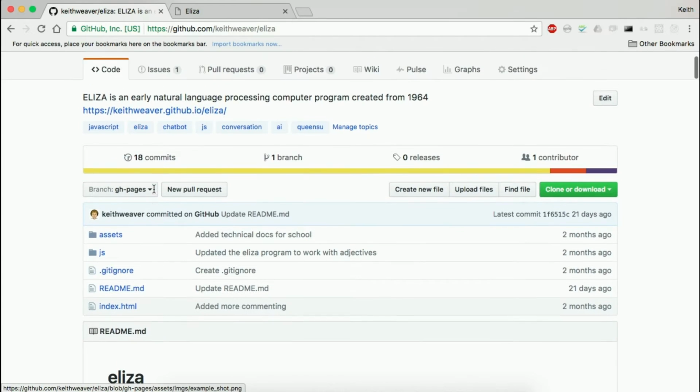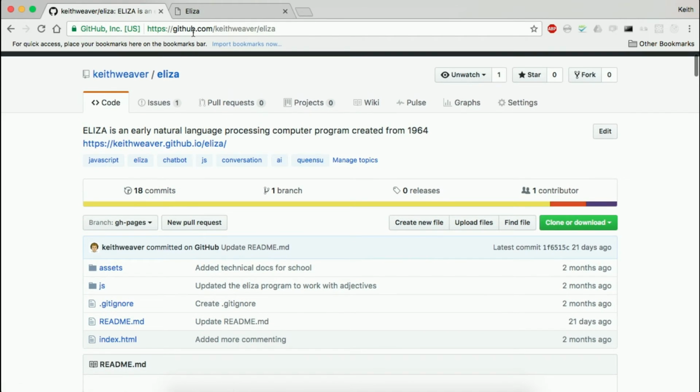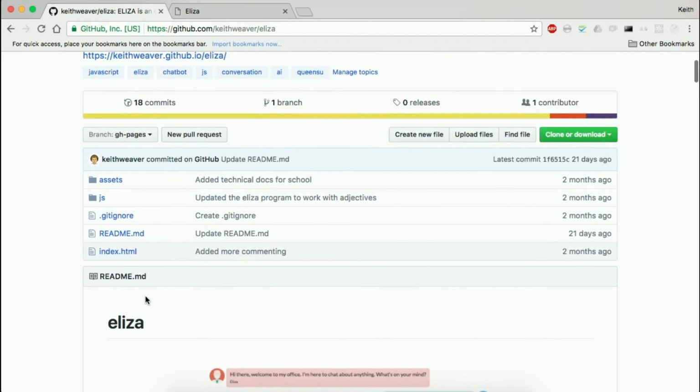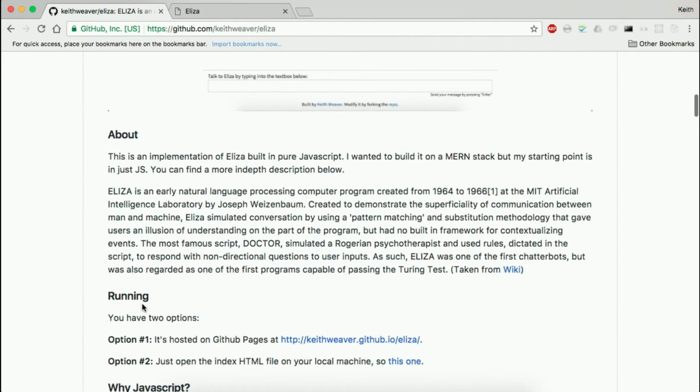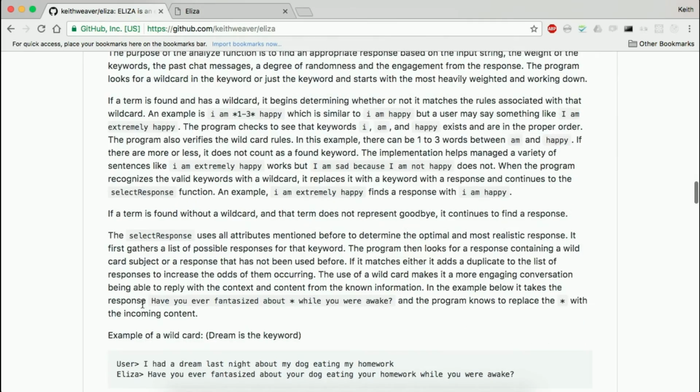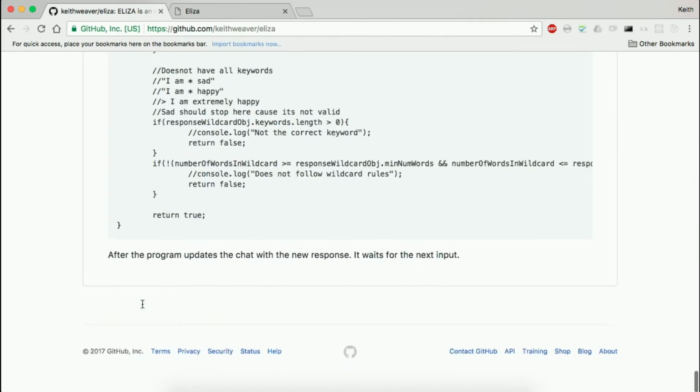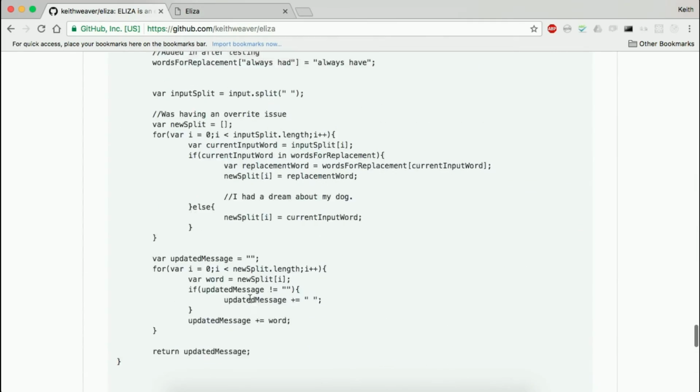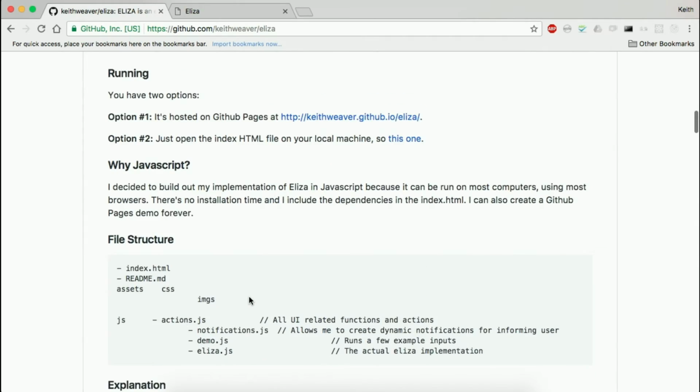And so here's the project. You can just go to github.com/keepeaver/Eliza. And there's the list. Here's the technical document I was required to submit for class. You can read through that. I do some more explaining there, but I'm going to do it out loud right now instead.